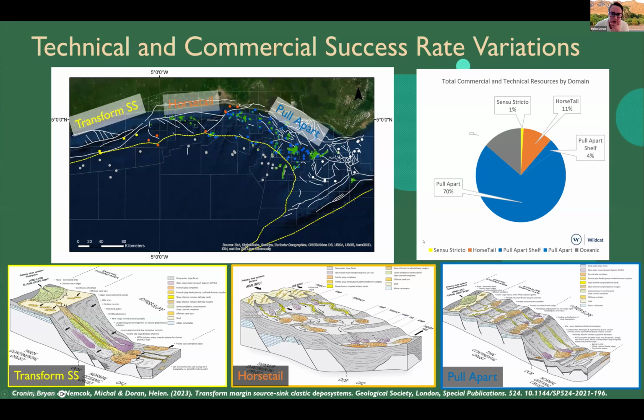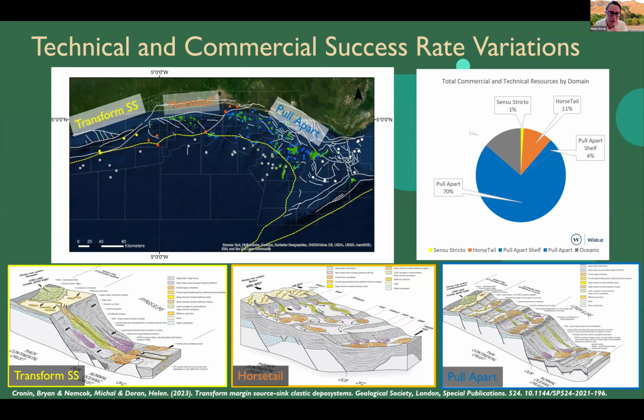If we look at the discovered resources by kinematic domain, it's very much dominated by the pull-apart, the extensional faults, and almost 70% of all the discovered resources along the margin sit in that domain. In contrast, the transform sensu stricto has no commercial discoveries and only a technical discovery at Saphir. The area of the horsetail has got a new birth. It's had 2 recent large commercial discoveries.